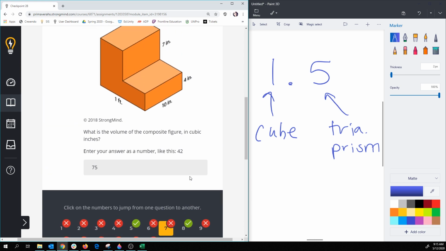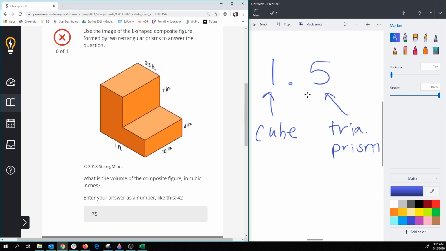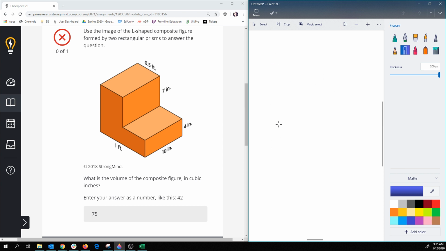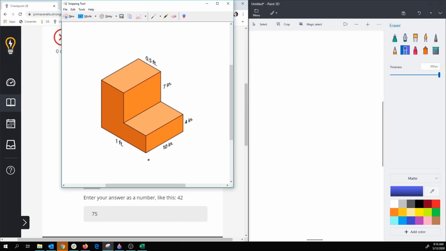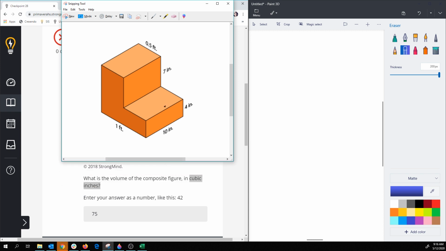All right, number 7. So on number 7, we have a composite figure, and we want to know what the volume is. And notice how it's asking us in cubic inches, which means that anytime we see feet, we need to change that to inches. So I'm actually going to do a screenshot of this and then edit the photo here. Okay. So here is our figure. This 1 foot on the bottom, remember there are 12 inches in 1 foot. If I were to have half of a foot, half of 12 would be 6.